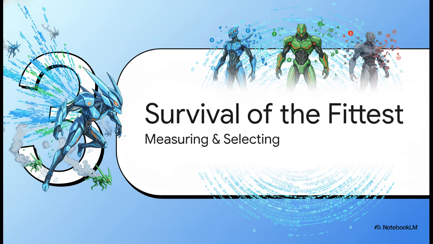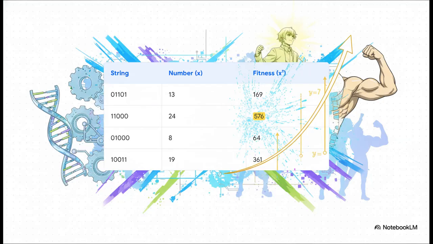We need to test them. It's time for survival of the fittest, digital style. We measure how successful each one is using what's called a fitness score. For this problem, it's easy. The fitness score is just x squared. Remember, that's the very thing we're trying to make as big as possible. So if we look at our group, the creature representing the number 24 gets a fitness score of 576. That's way higher than the others. Right away, we have a clear fittest individual in our little population.